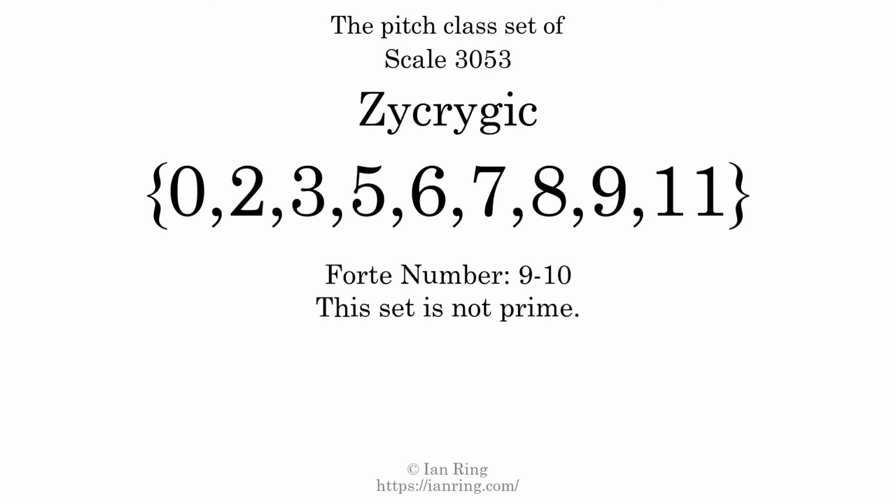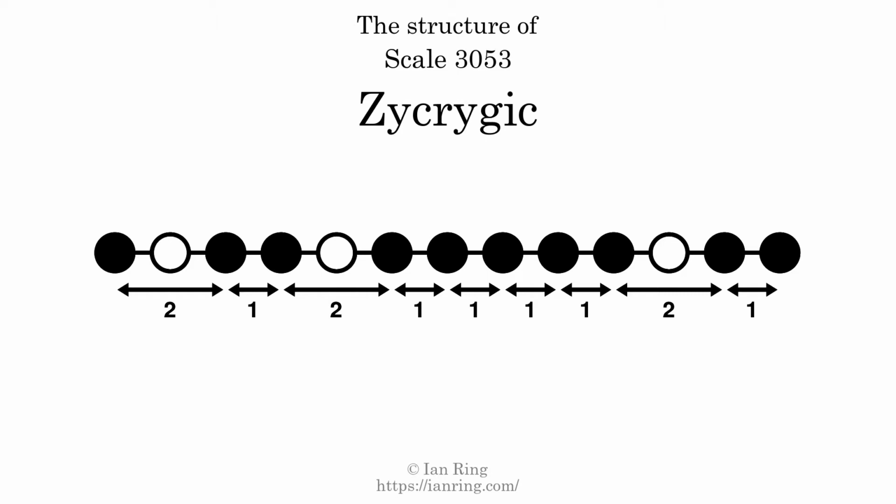The pitch class set for this scale is 0, 2, 3, 5, 6, 7, 8, 9, 11. The fault class is 9, 10. This set is not prime. The structure of a scale is a description of the interval distance between each successive tone. This scale has a structure of 2 1 2 1 1 1 1 2 1.